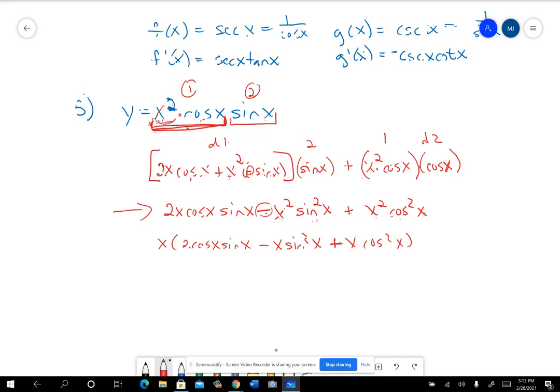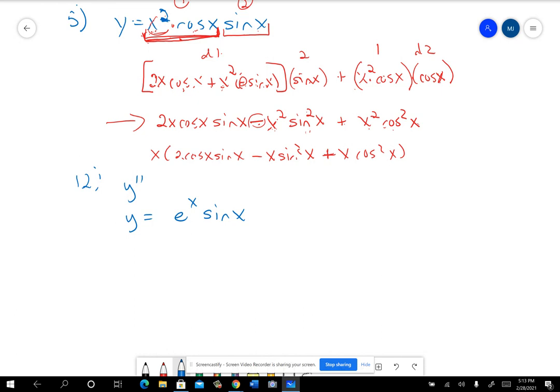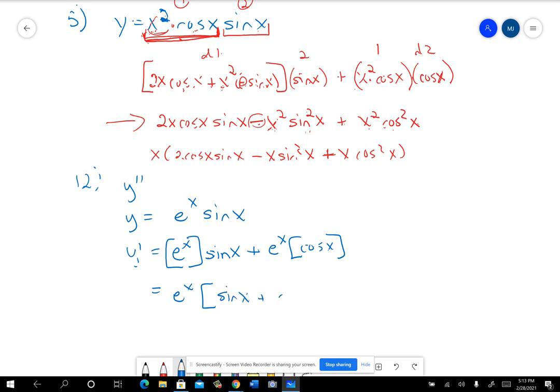This is number 12. Number 12 says, find y double prime, okay, and y was defined to be e to the x sine x. So you're just going to do y prime first. So that's going to be the derivative of the first, which just happens to also be e to the x, times the second, plus the first as is times the derivative of the second, which is cosine x. Okay, so now you can factor out that e to the x, and you'll have sine x plus cosine x.